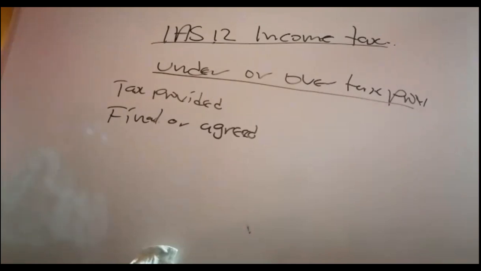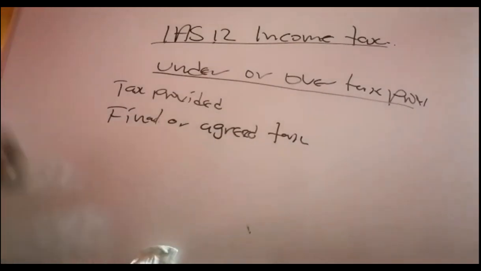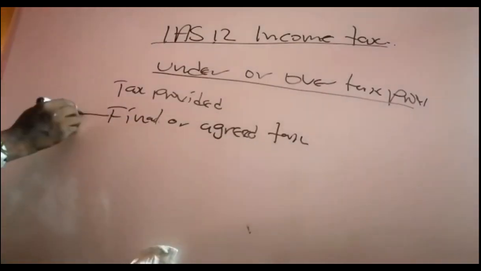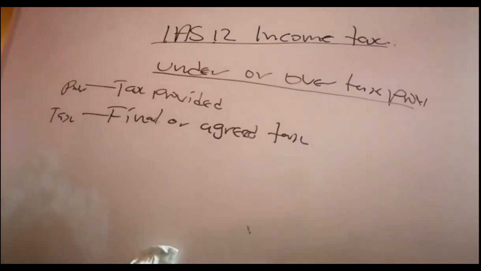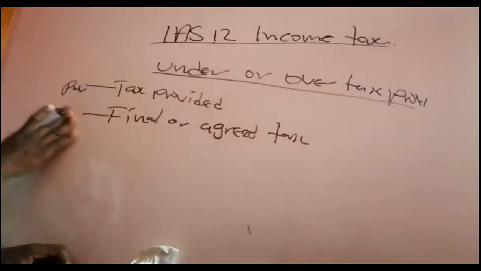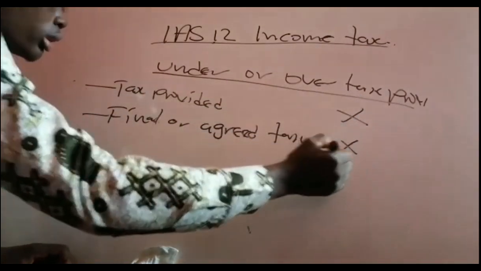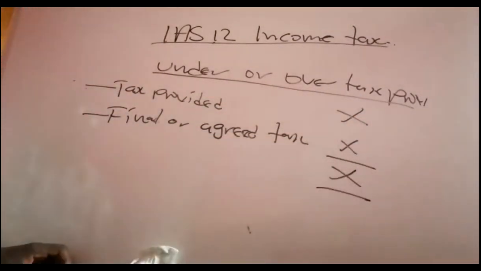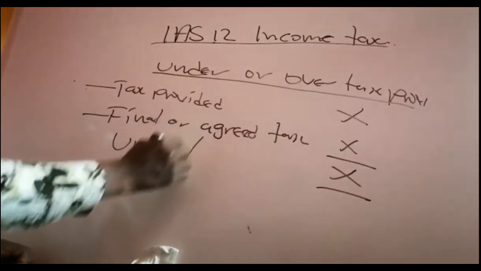So final or agreed tax. This is coming from where? The tax authority. And the other is coming from what you provided in your books. So if these two are not the same, that creates under or over, so you have to reconcile so that they'll be the same. Now let's give an example. You find the difference between these. That will give you what? The under or the over tax. Good. So under slash over what?